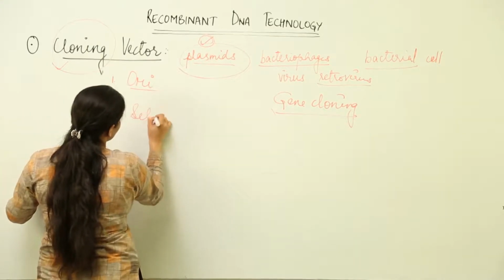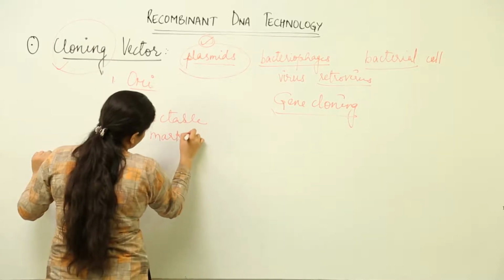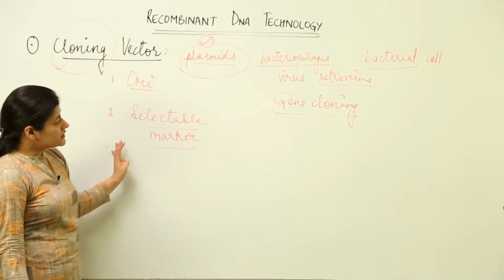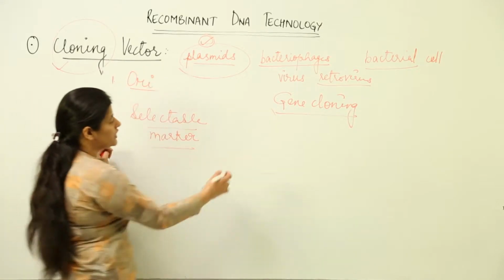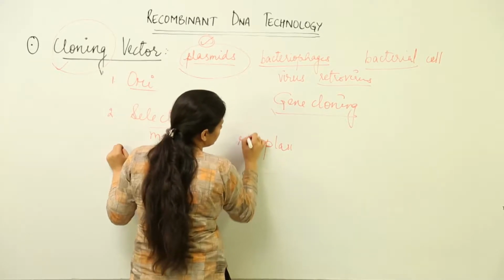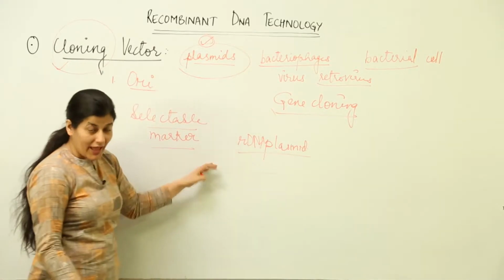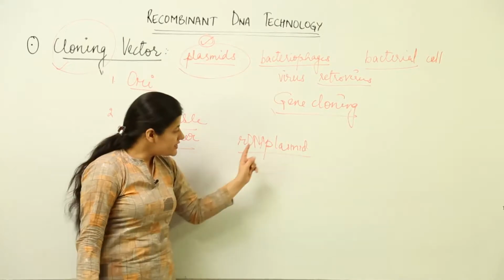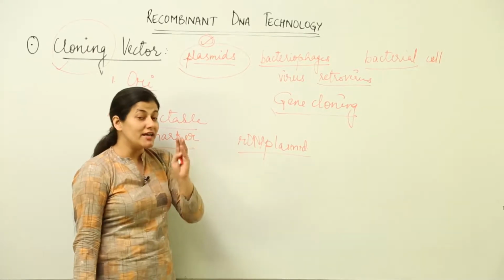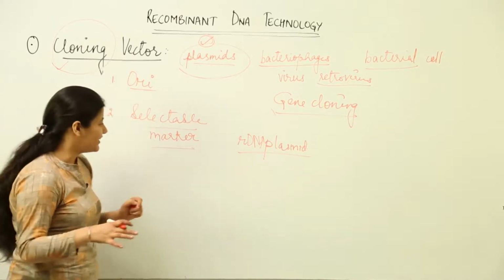Okay, the next point is, after origin of replication, we have the next characteristic, that is the selectable marker. Now, what is this selectable marker? Once the plasmid has been made a recombinant DNA plasmid, or recombinant vector, and it has entered the host, this plasmid must be marked by some specific activity that tells us that now the host has the plasmid. Are you getting me? It's not that easy.